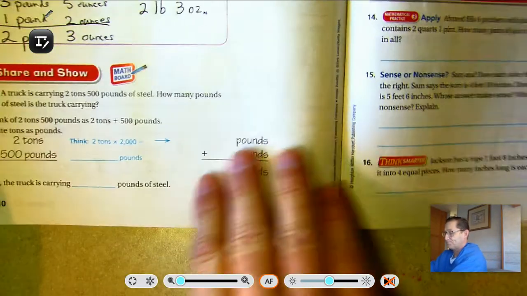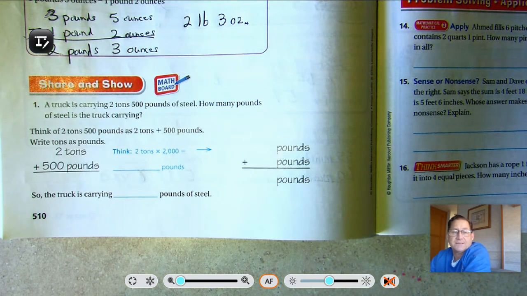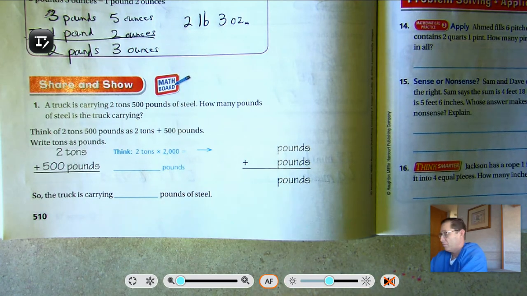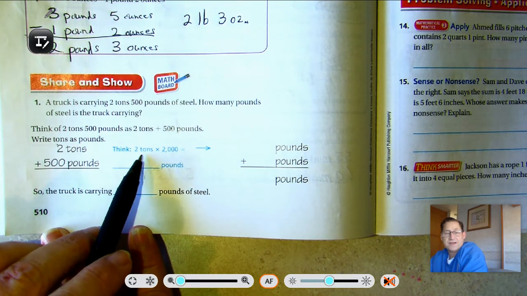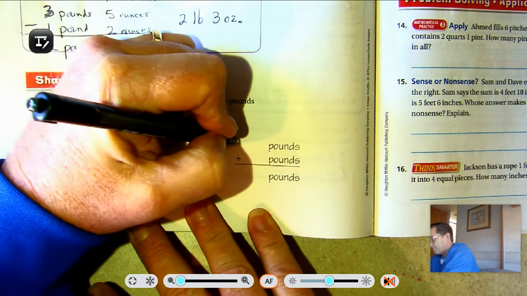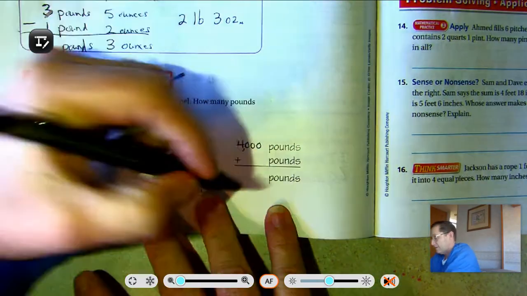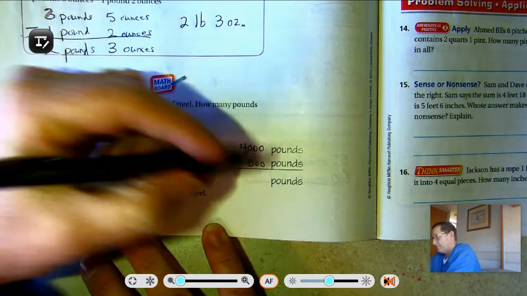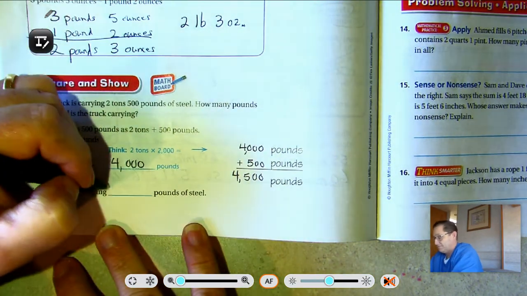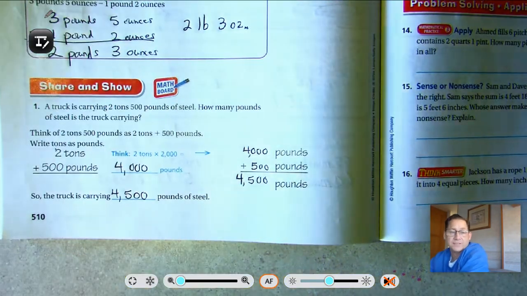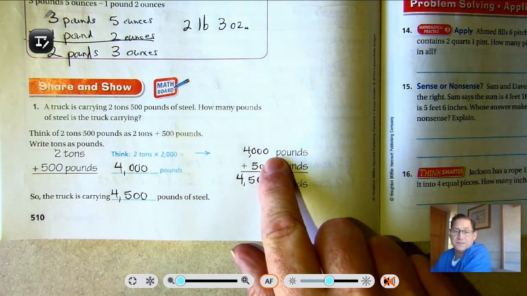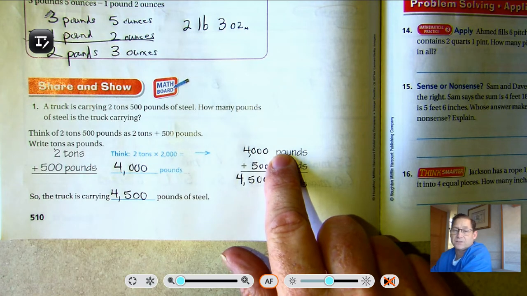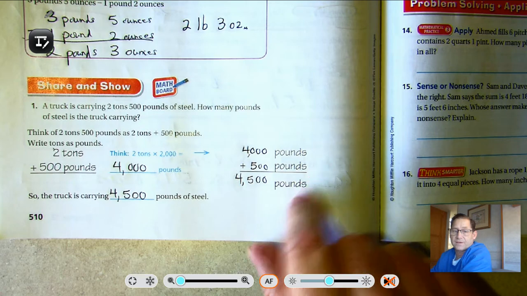All right, share and show. A truck is carrying 2 tons, 500 pounds of steel. How many pounds of steel is the truck carrying? All right, so think of 2 tons, 500 pounds as 2 tons plus 500 pounds. We're going to write tons as pounds. There are 2,000 pounds in every ton. So 2 times 2,000 is 4,000 pounds plus the additional 500 pounds gives us 4,500 pounds of steel that the truck is carrying. Okay, all we did was change the tons to pounds.